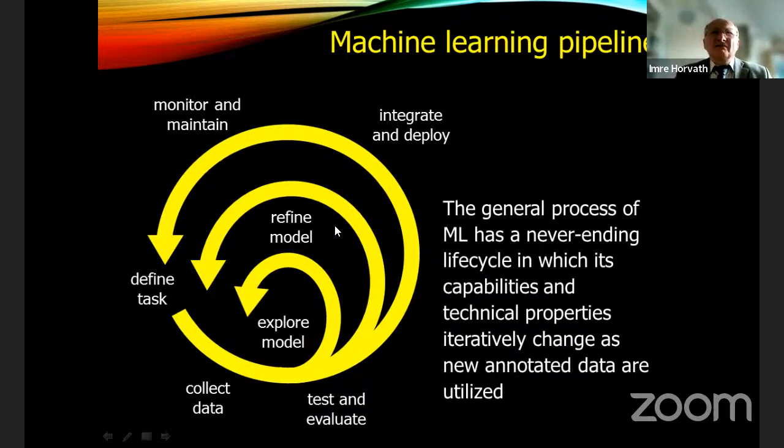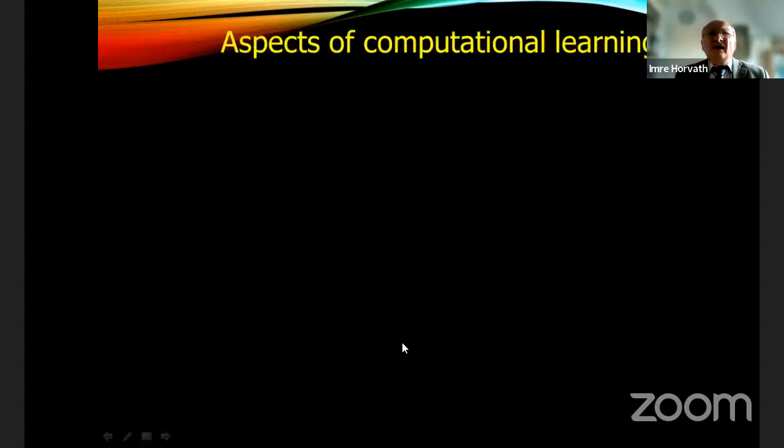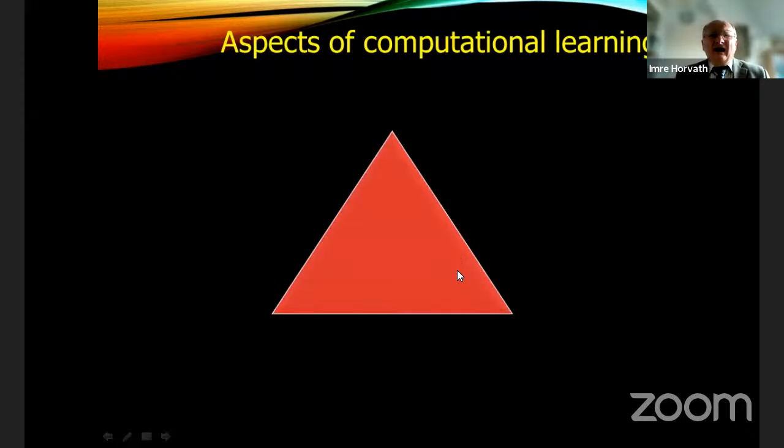So this machine learning pipeline with this looping describes actually the essence of every machine learning algorithm. So the next thing is the aspect of computational learning. Here I have to stop for a moment and explain something that I have heard already from the students.